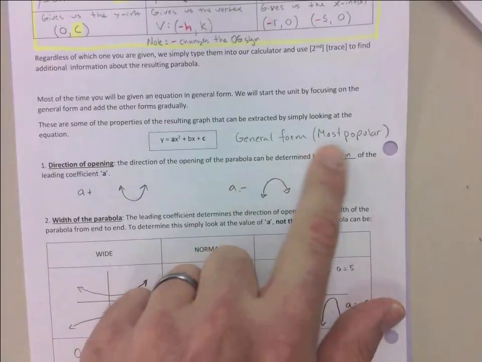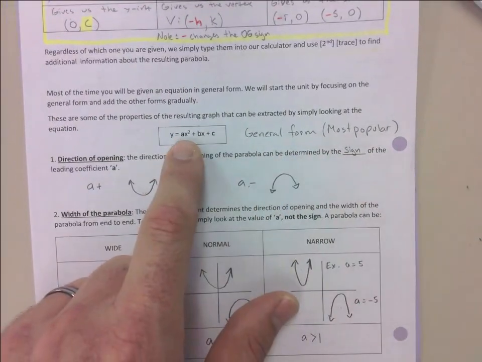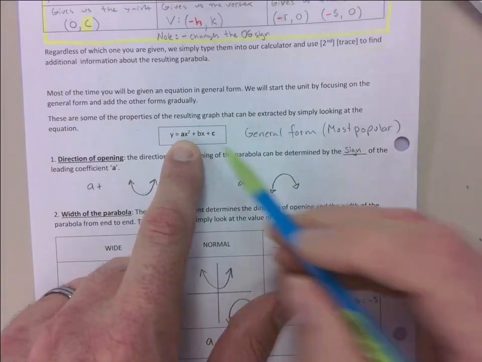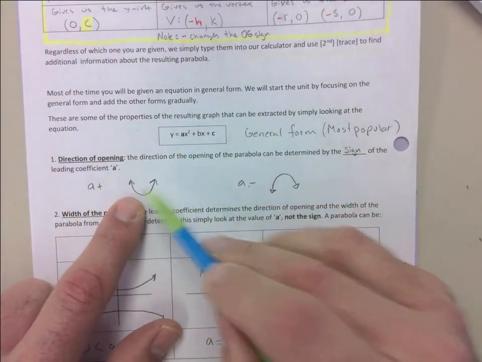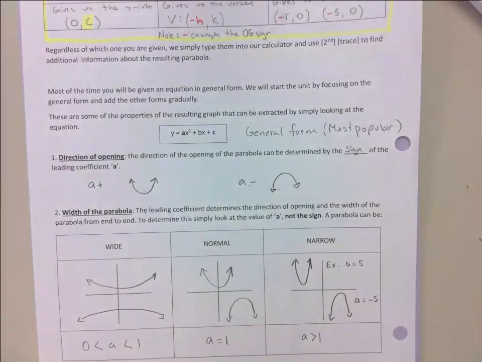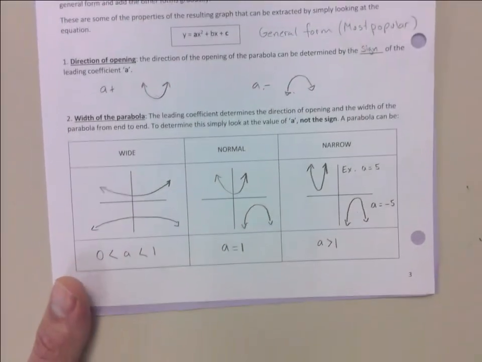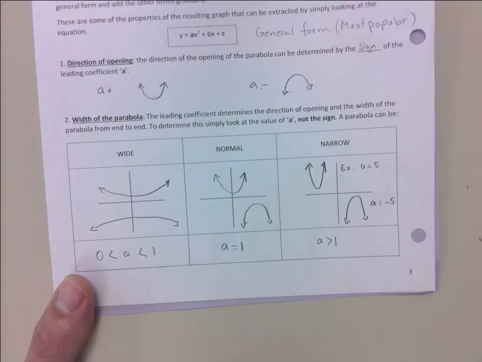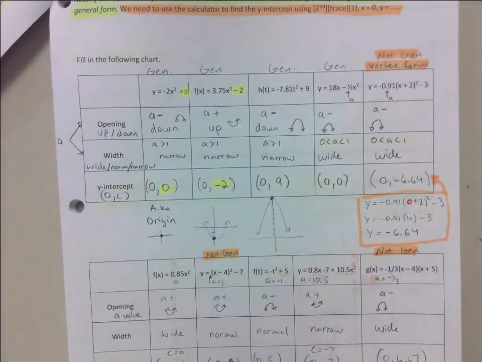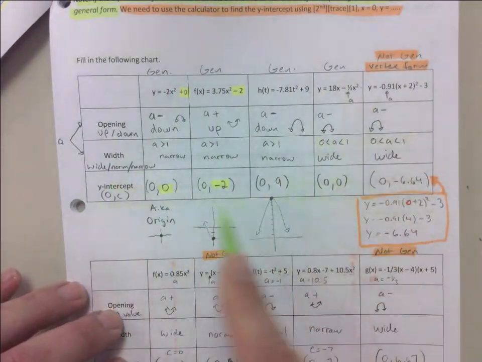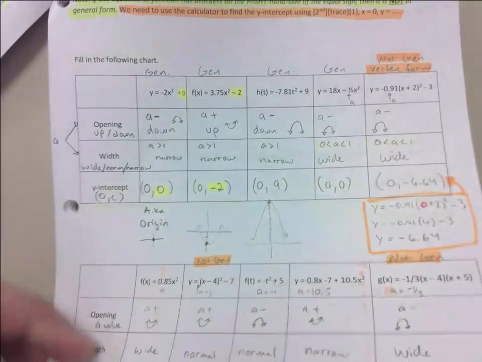General is the most popular. The value of a is always in front of x squared. That tells us the direction it opens, and it tells us how wide it's going to be. We did fill in these tables to help us wrap our heads around that. Let's keep going. Page 5.